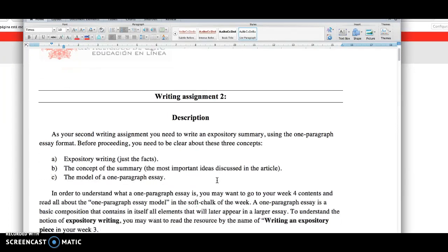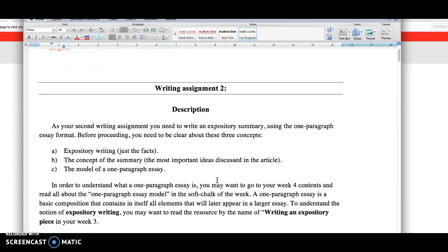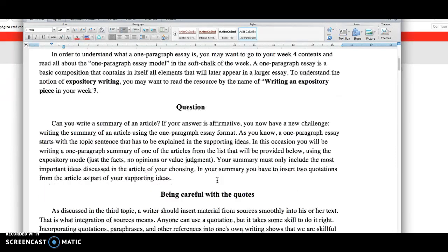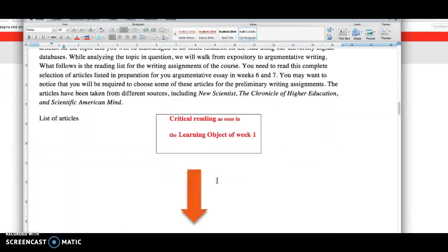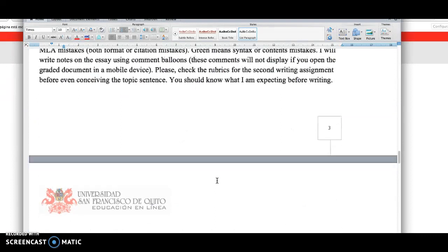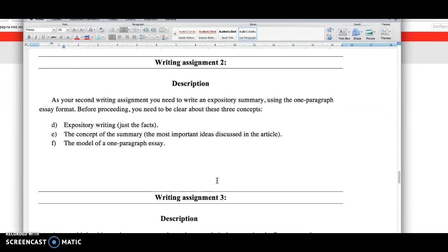Writing assignment 2 is an expository essay. It's a 1-paragraph essay with 500 words, and you have to follow the strict instructions that I created for you. I'm going to be referring quickly to the 3 and then go back to what you need to do for the second writing assignment. Writing assignment 2 is expository writing.